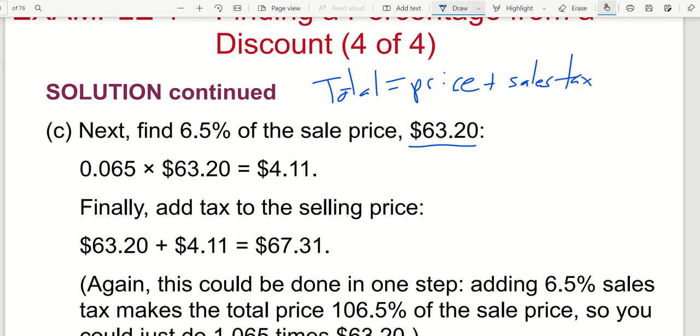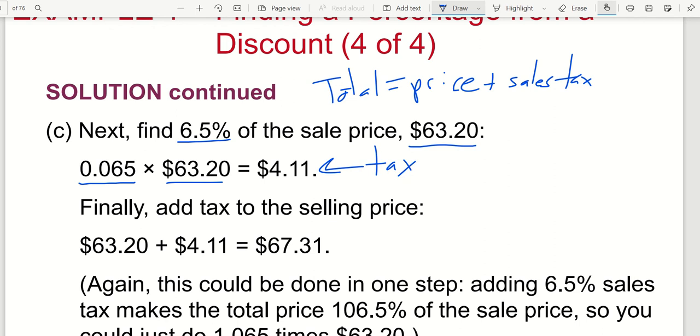To compute the sales tax, it's a percent of problem. If the rate is 6.5%, we know that that's going to be 0.065 as a decimal, of the sales price, that means times the price of 63.20. If we work that out, 0.065 times 63.20 should give us 4.11, which is the amount of tax.